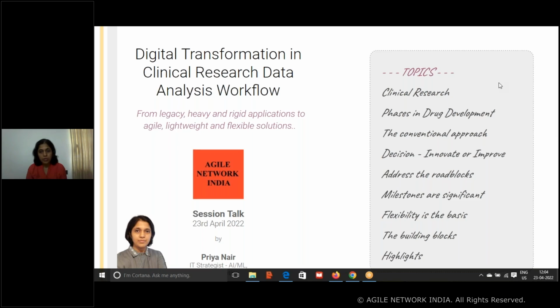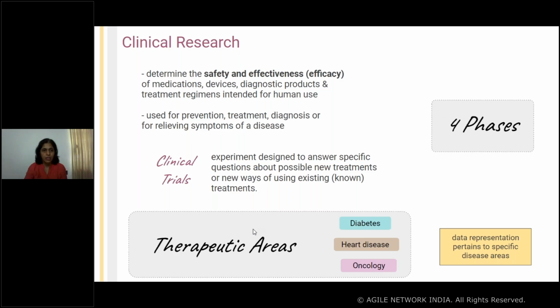Then I'll talk about why flexibility is the basis of agile process. What does it imply in a project delivery? When you are successfully delivering a project, how does it help? Then I'll cover the building blocks that helped us in our journey, in my experience, and then I'll share my highlights from this experience. So let me start on clinical research.